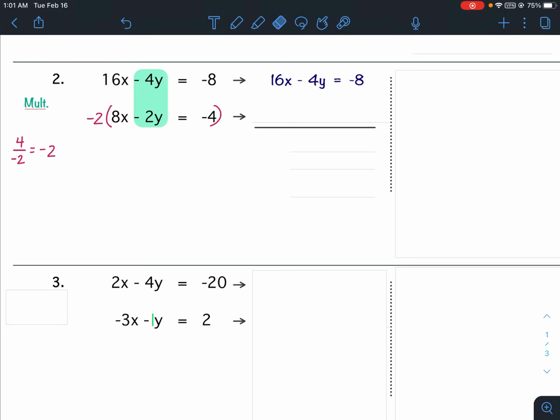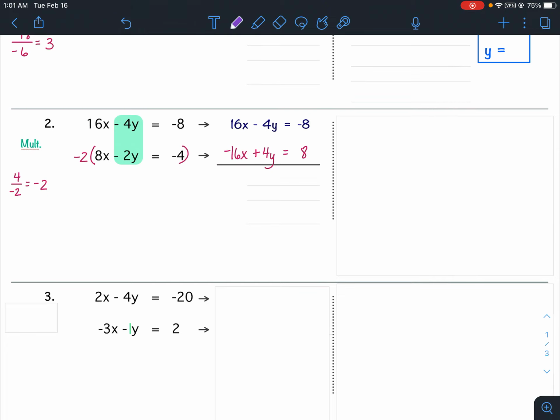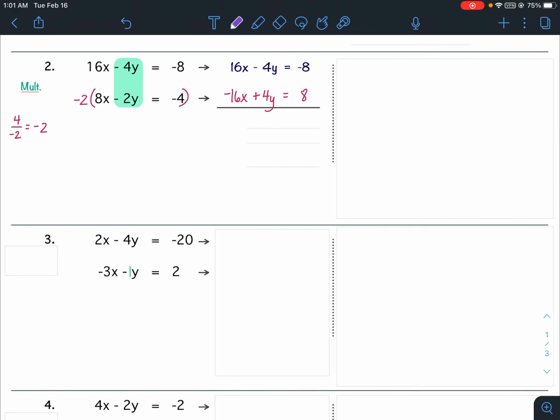So the top equation will stay 16x minus 4y equals negative 8. And we're going to multiply the bottom equation by negative 2. So negative 2 times 8x is negative 16x. Negative 2 times negative 2y is positive 4y. Negative 2 times negative 4 is positive 8. And that is all the farther I'm going to help you on number 2. You're going to need to figure out the final answer for yourself.